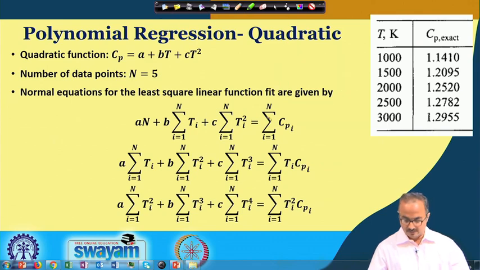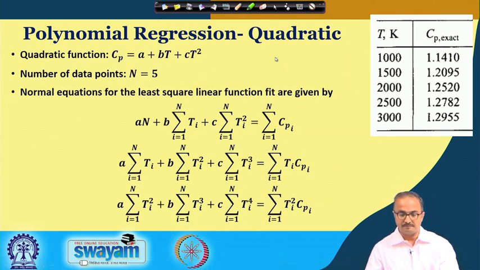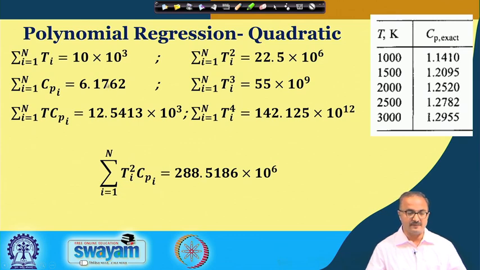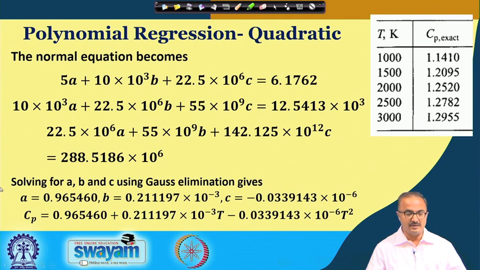Now, let us see how they will look. Here you see that we are finding the values of the various summations involved in the given equations, and then after plugging in these values, we get these 3 equations, and from these 3 equations, by using the Gauss elimination method, we are able to solve for A, B and C. And now we get the regressed expression for Cp in terms of the temperature.